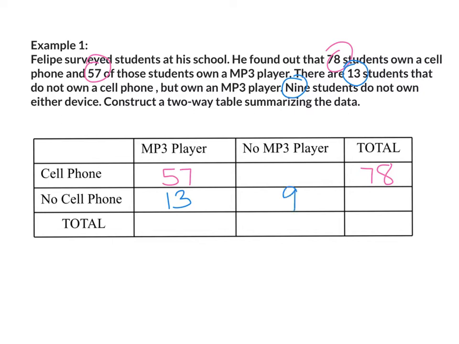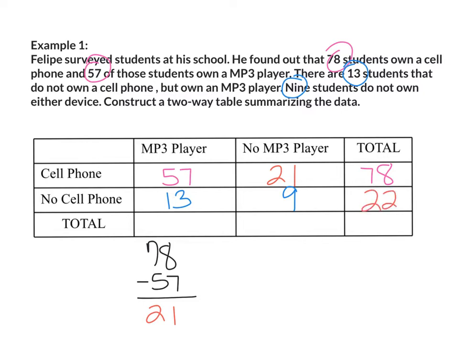So to find my missing values, I'm going to add each row across, and I'm going to add each column up and down. So 57 plus something will give me 78. So I'm going to take 78 and subtract 57, and that will give me 21. So 57 plus 21 is 78. Now 13 plus 9 will give me 22.